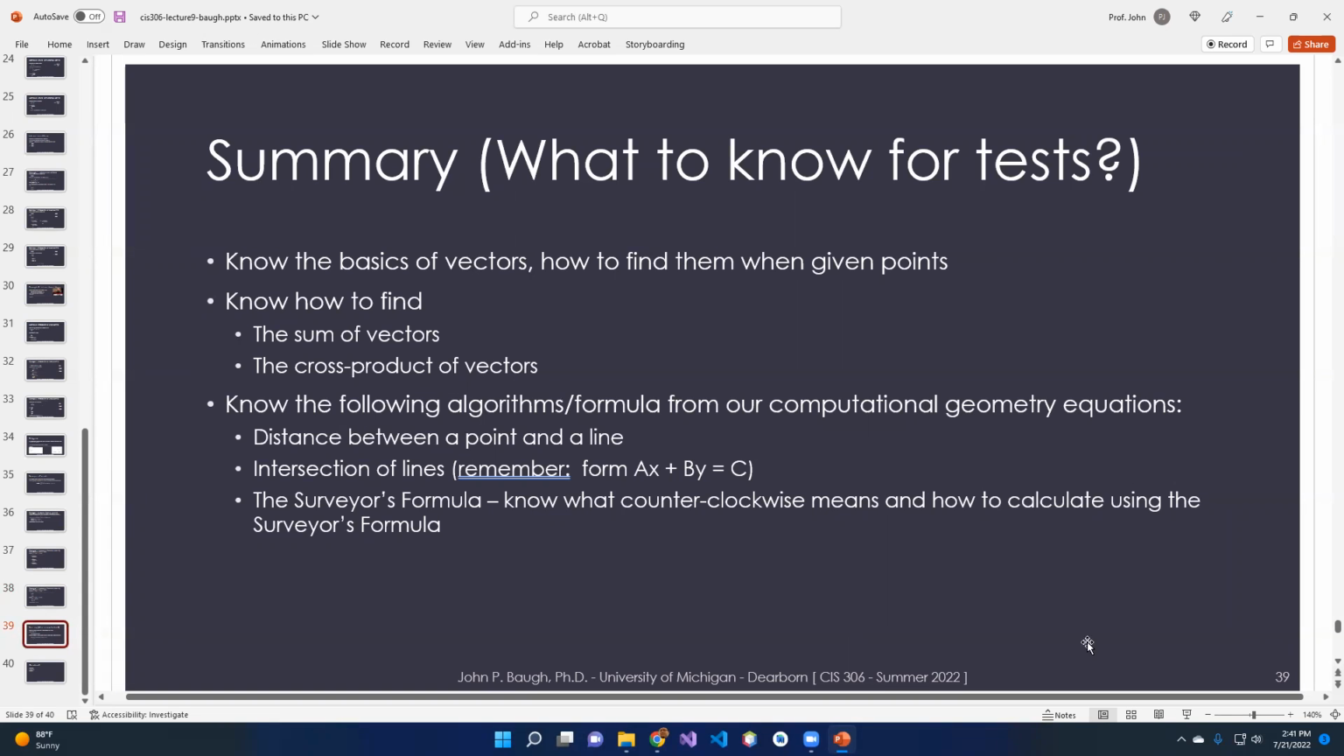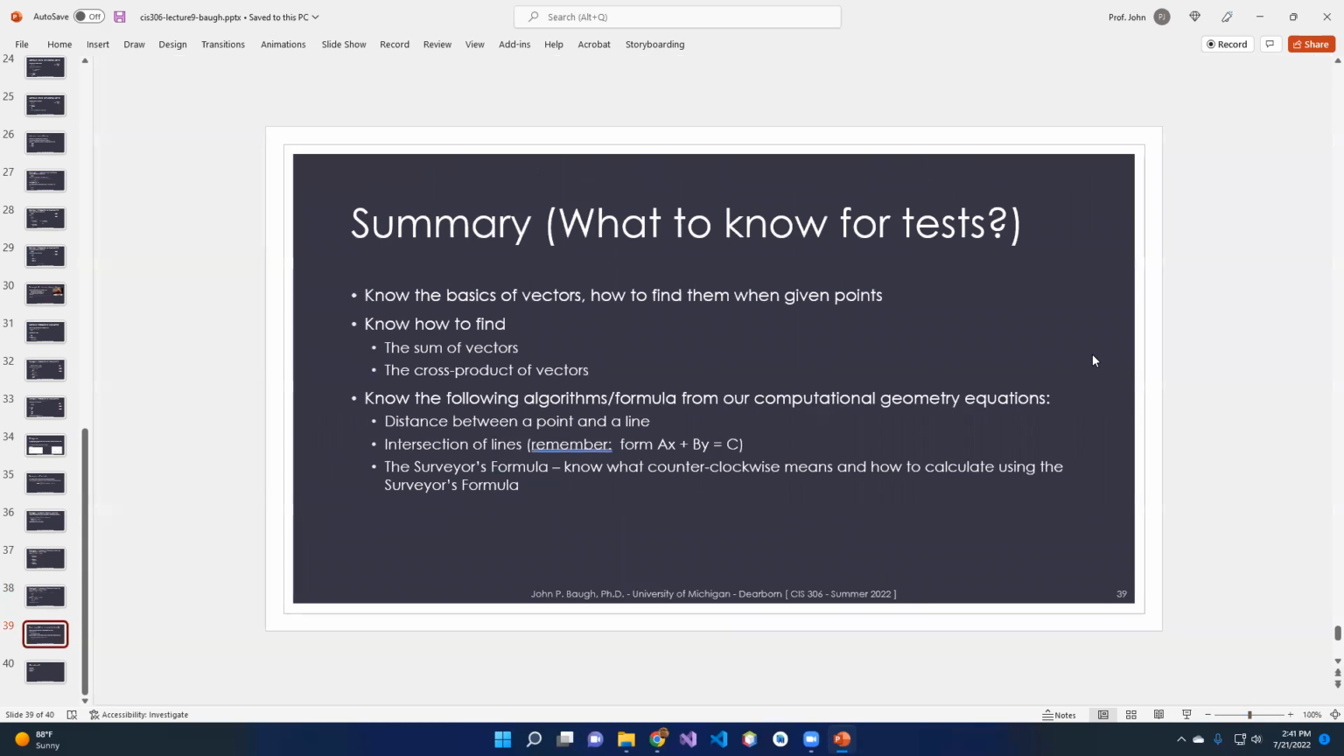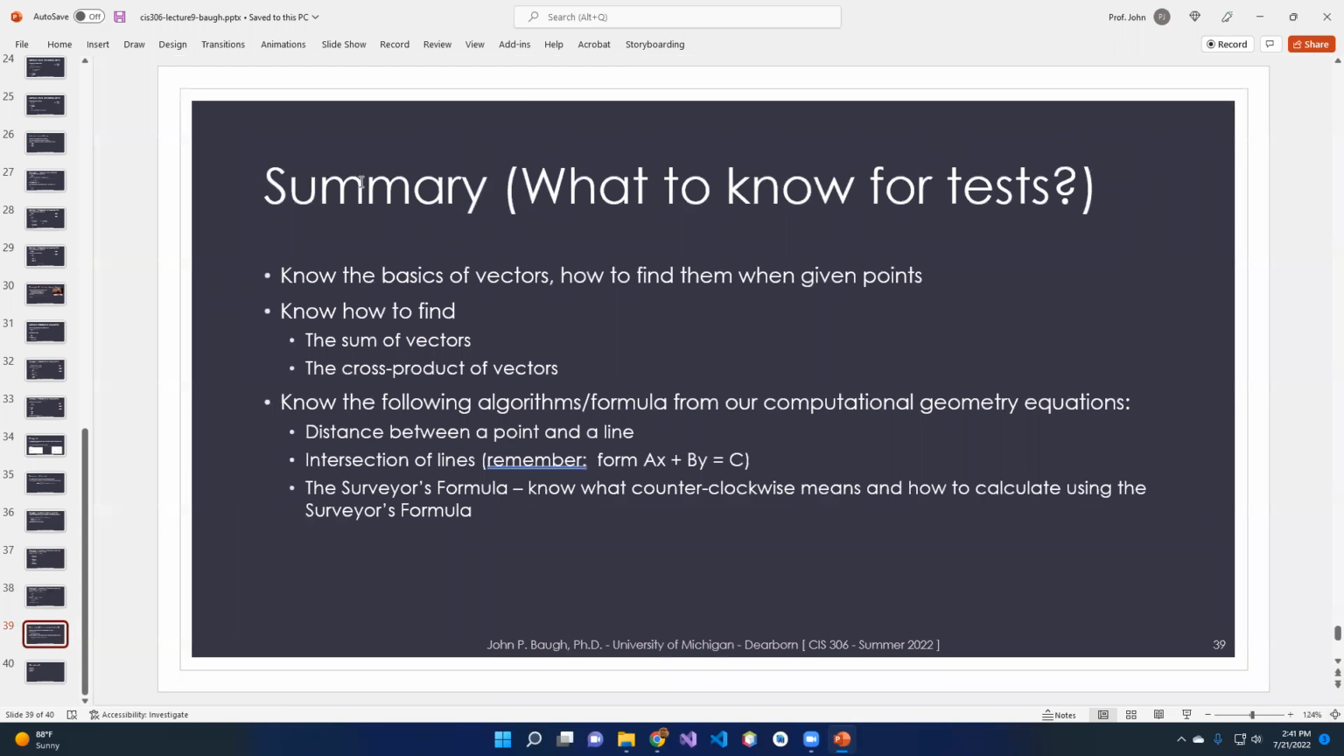All right, so what do we need to know as far as the test is concerned? As far as the test is concerned, you need to know the basics of vectors, how to find them when you're given just points. You need to also know how to find the sum and cross products of vectors.